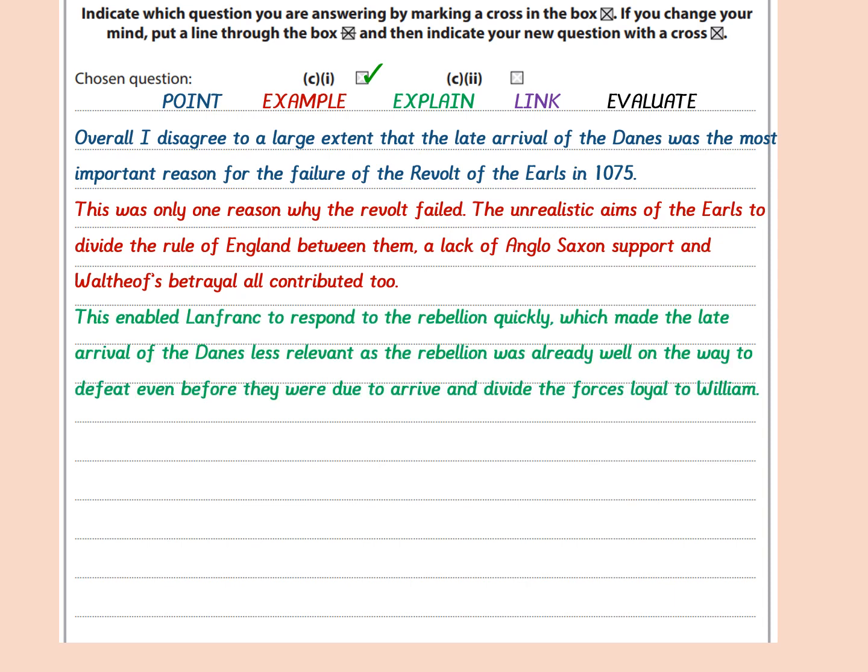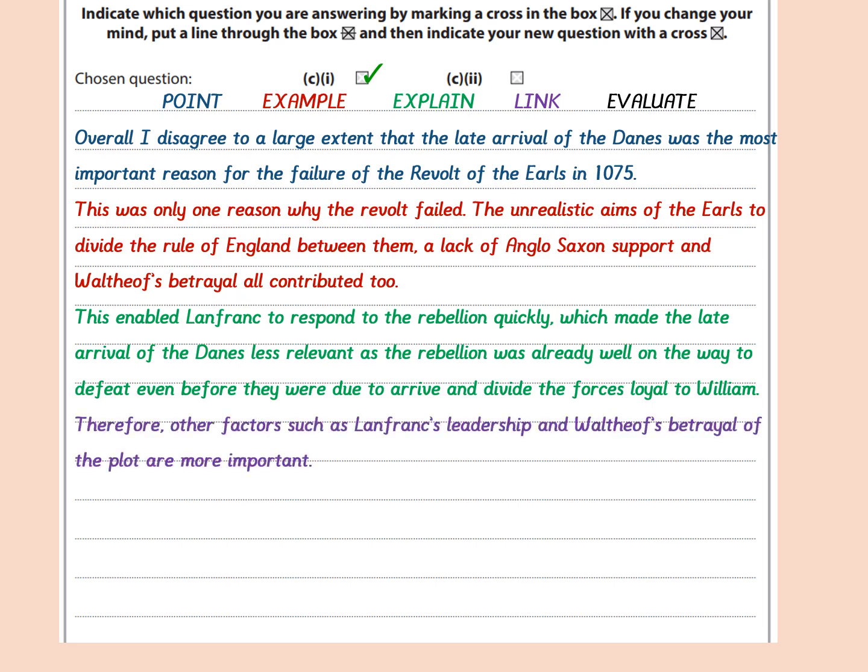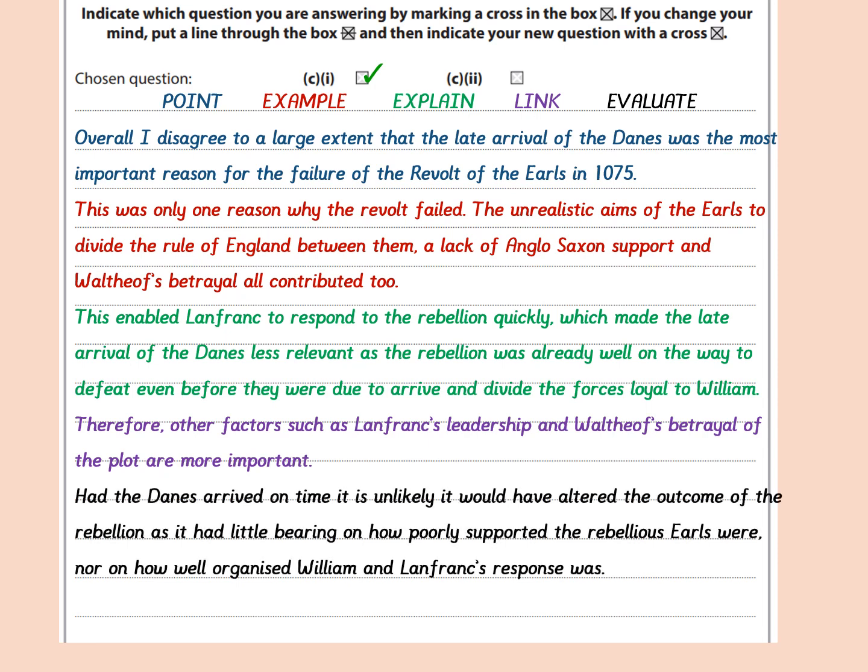This enabled Lanfranc to respond to the rebellion quickly, which made the late arrival of the Danes less relevant, as the rebellion was already well on its way to defeat even before they were due to arrive and divide the forces loyal to William. Therefore, other factors such as Lanfranc's leadership and Wulfioff's betrayal of the plot are more important. Had the Danes arrived on time, it is unlikely it would have altered the outcome of the rebellion, as it had little bearing on how poorly supported the rebellious Earls were, nor how well organised William and Lanfranc's response was.